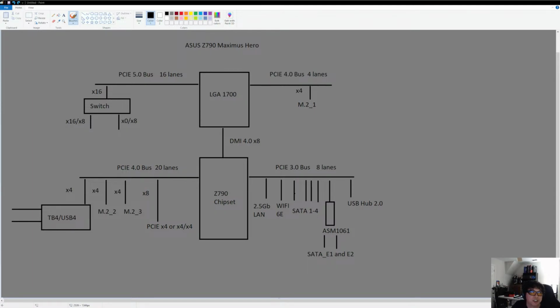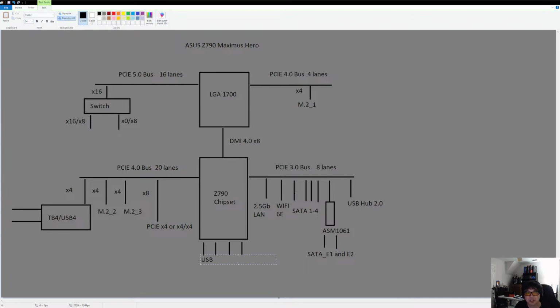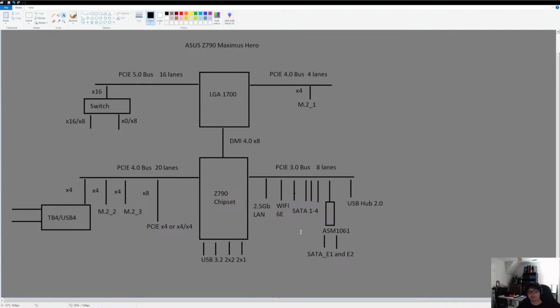So meaning all the USB stuff that goes on the back, all the USB is basically hanging off the chipset. So this is all your USB hubs, the USB front panel headers, all the USB things. All the USB under the sun, the 3.2 2x2, 2x1, etc. All those things, that's all going to be hanging off the chipset because unlike AMD, you don't plug USB ports into an Intel CPU. They have to go to the chipset. So that's going to be the ASUS Z790 Maximus Hero.